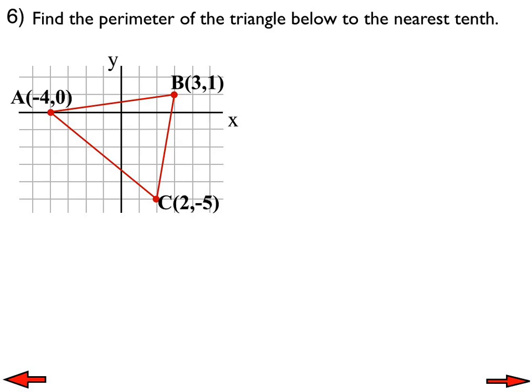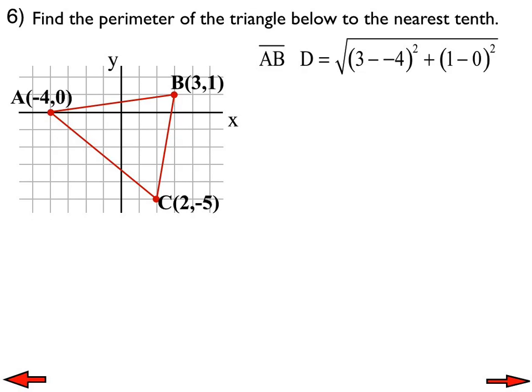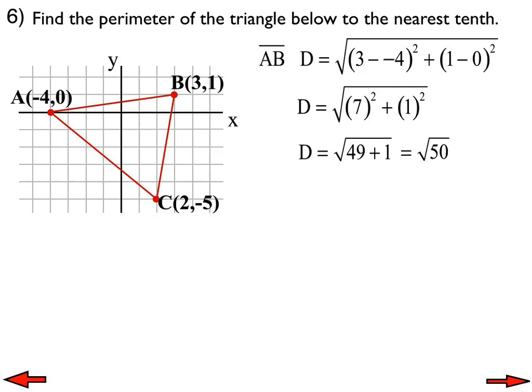So we need to find the perimeter. To find the perimeter, we need to find the length of each side. So for side AB, use the distance formula with those two ordered pairs. So that side would be the square root of 50, but it makes more sense in this problem, especially since it says to the nearest tenth, to figure out what that would be to the nearest tenth, and we all know how to do that. So side AB is 7.1 to the nearest tenth.